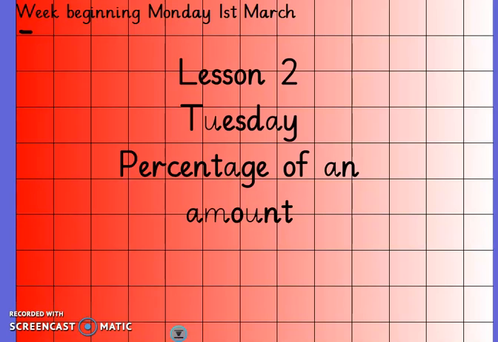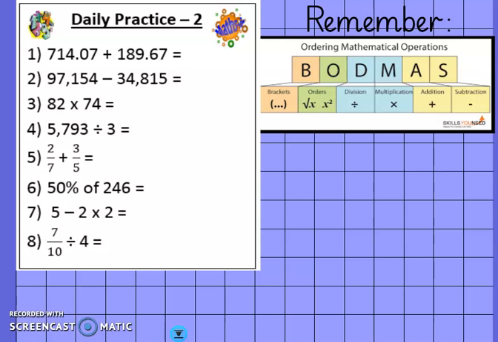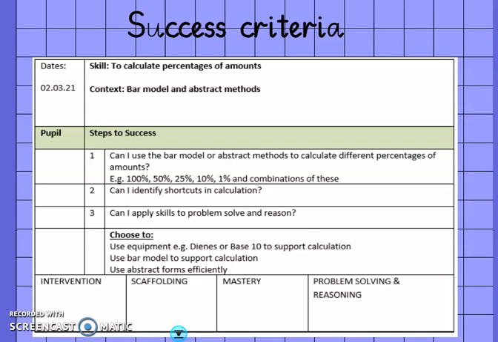I want you to start off by spending 10 minutes on your daily practice. I want you to time yourself and see if you can beat your score from yesterday. So pause the video now and have a go at that. Well done if you had a go at your daily practice. We've been seeing some really good work so far, so well done.